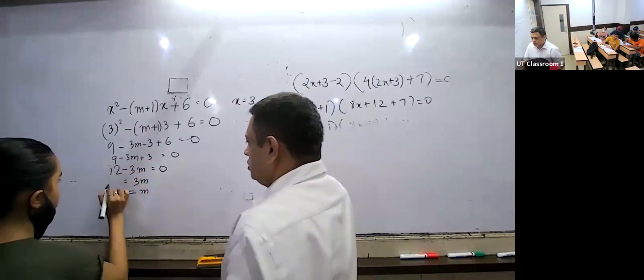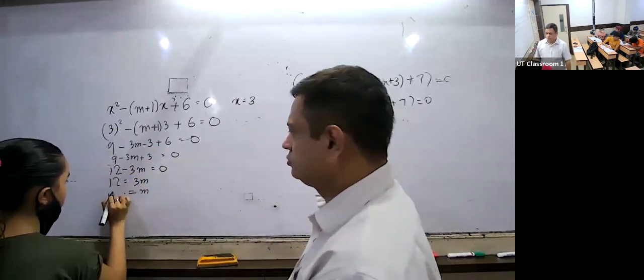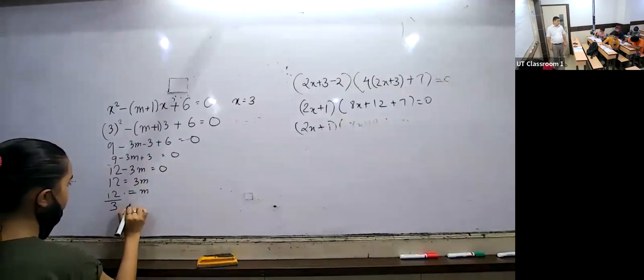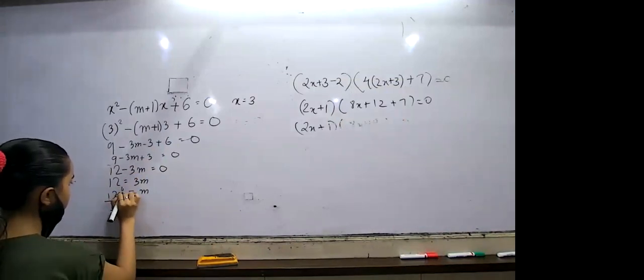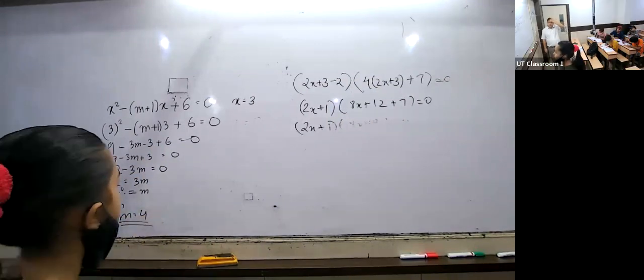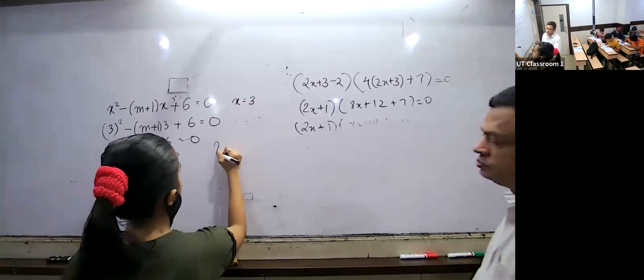M is equal to 4, you got? Yes, sir. What is the value of M? 4. M is equal to 4. Okay. Now substitute and find the other solution. Yes, sir.